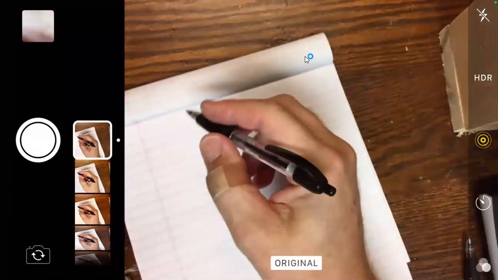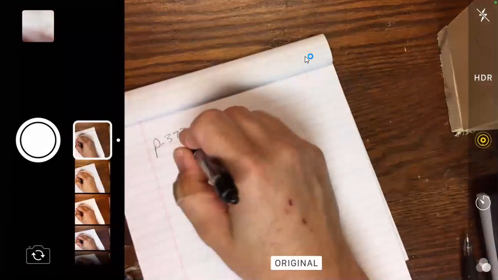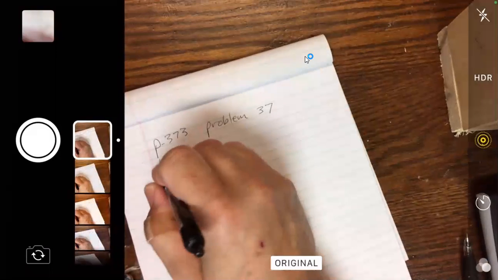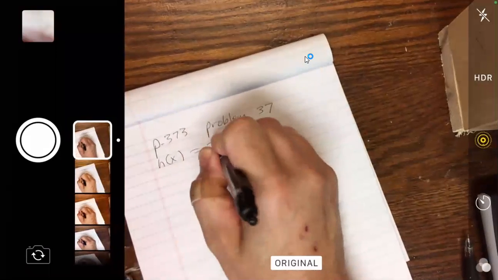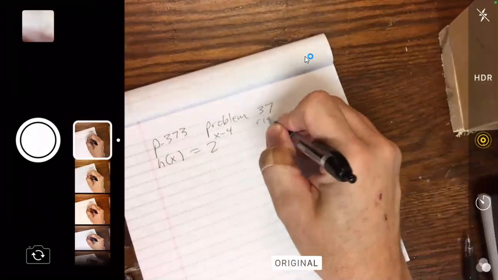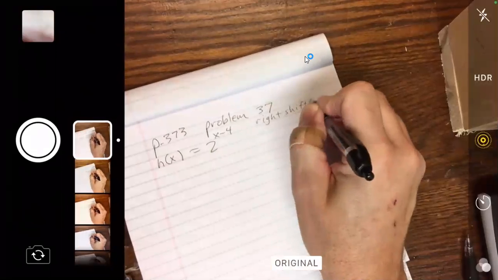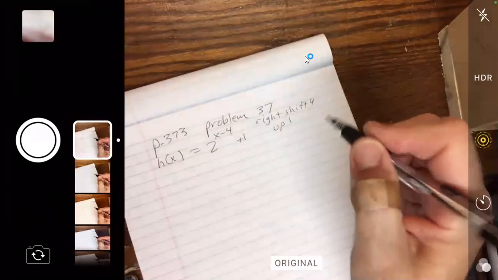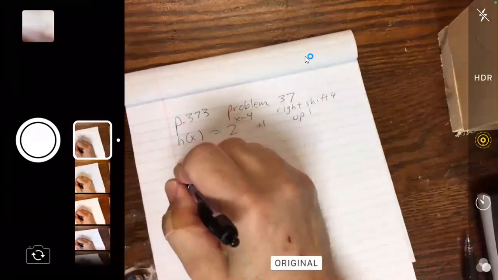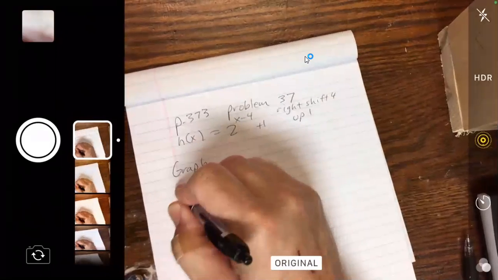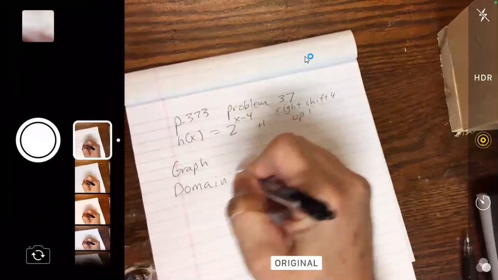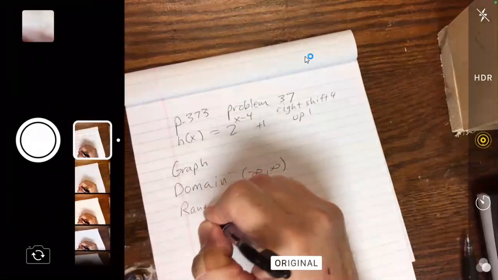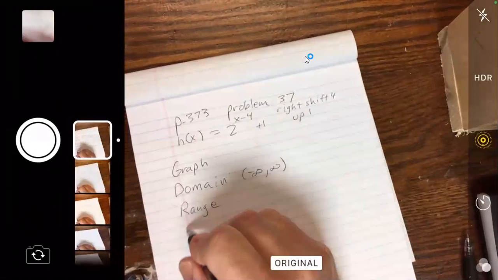Like 37. Problem 37. Taking h of x, 2 to the x minus 4. That'll be a right shift 4. And adding 1, up 1. Once again, graph. Domain is really easy, negative infinity to infinity. Range and asymptote.